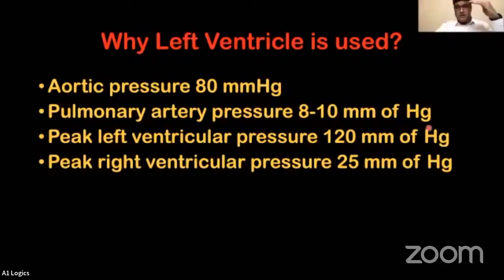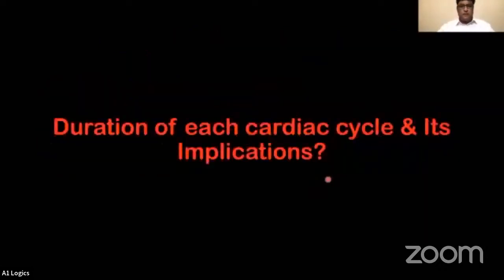The maximum it can reach is about 25 millimeters of mercury. The peak left ventricular pressure, 120 millimeters of mercury, is the maximum pressure that the ventricle can reach during ventricular systole. So the peak pressure of the right ventricle is, as I said, a maximum of about 25 mm of Hg.